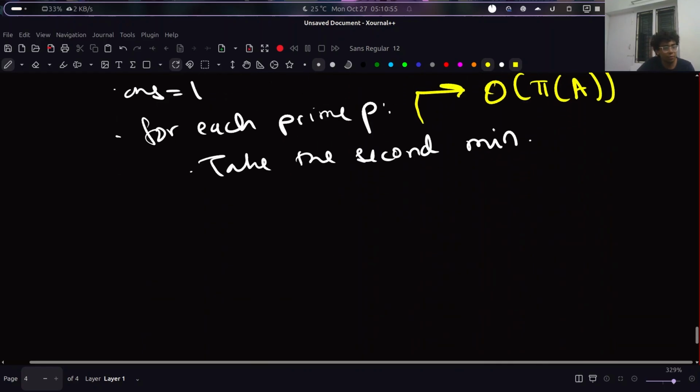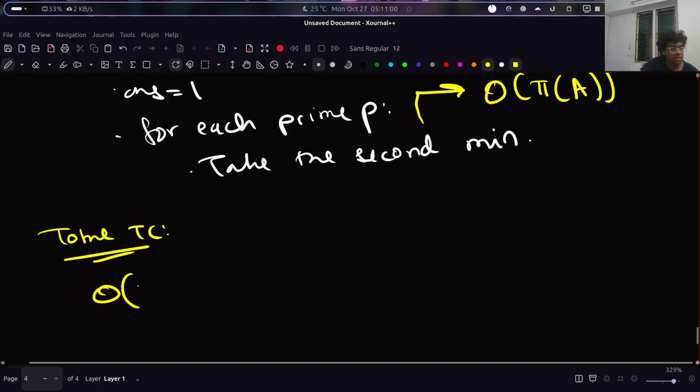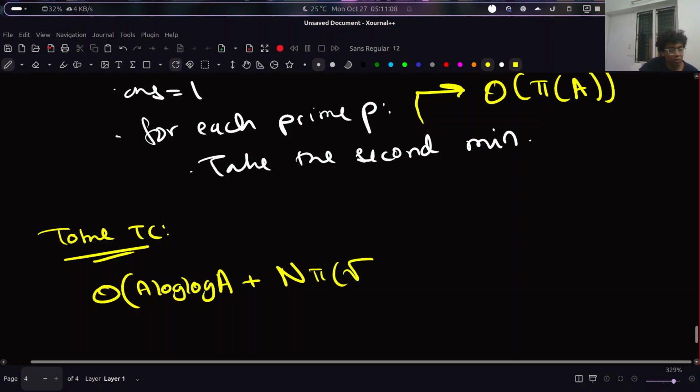So the total time complexity to build the sieve is a log a. To input each number is n, and then we factorize each number, which is done in pi of root a, updating the minimum and second minimum occurrences. And then the final answer takes pi of a to calculate. So that's about it.